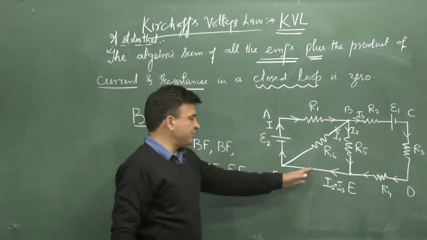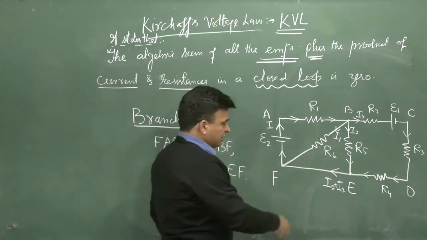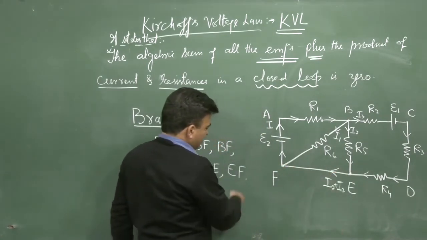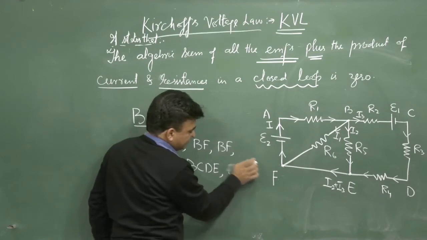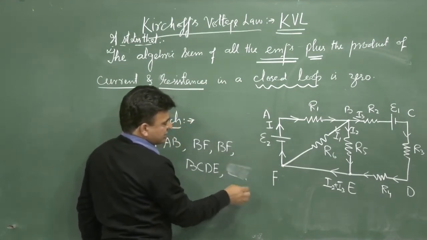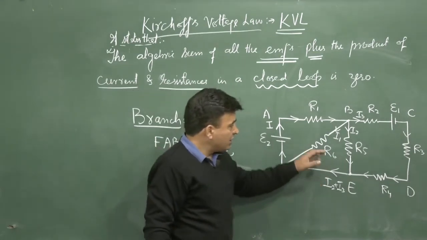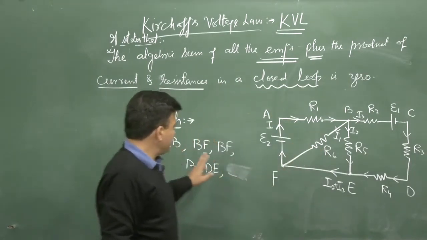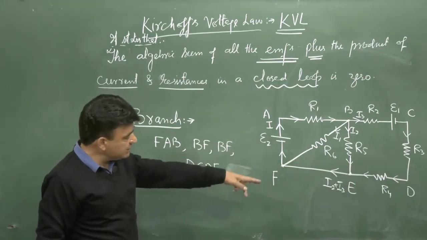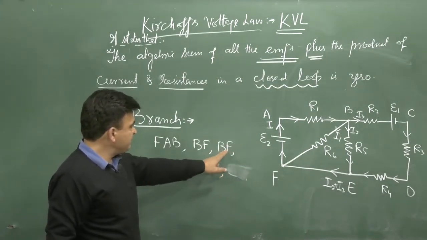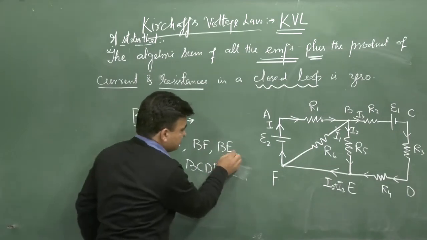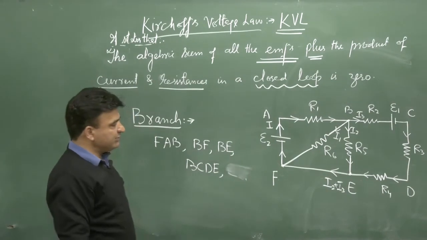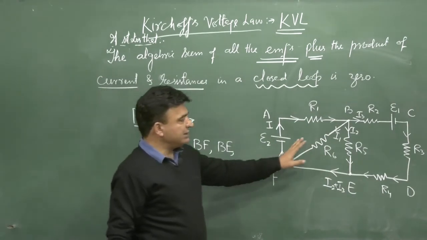Whether you take this as a branch or not, because we can say it's a connecting wire, the potential at this point will be the same. You cannot take this as a branch. Later on we will discuss this. So here FAB is the branch, BF is the branch, BE is also a branch, BCDE is also a branch. So these are the branches in this electrical circuit.